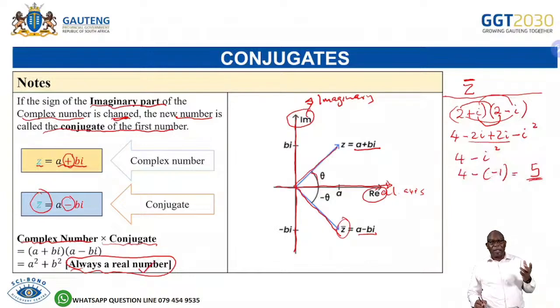So please practice. Go and take a lot of them. Then just change the sign, multiply them together, and see if you can get a real number. If I take a conjugate and multiply it with a complex number, then I'll get a real number.